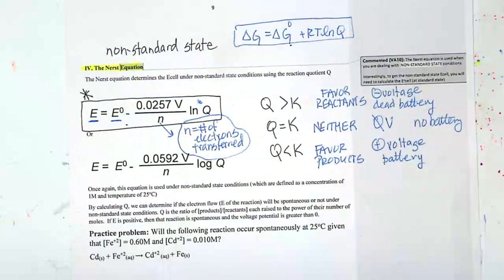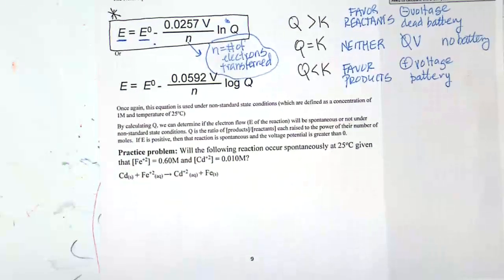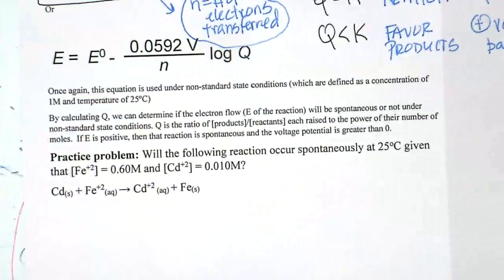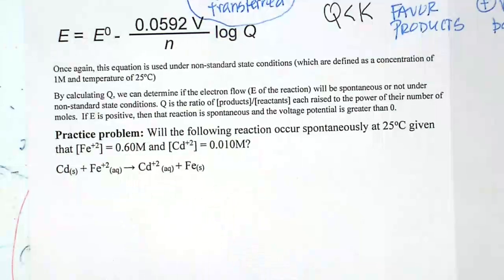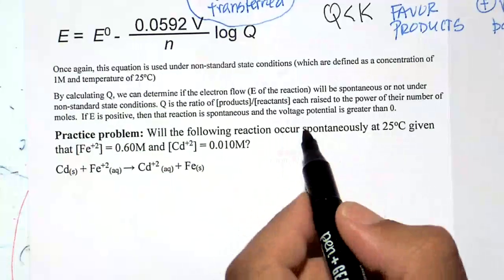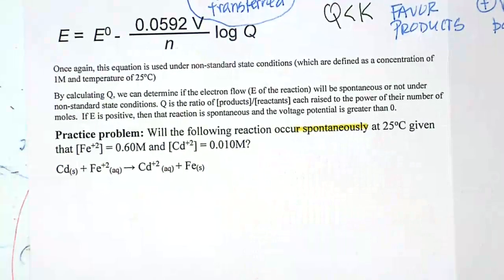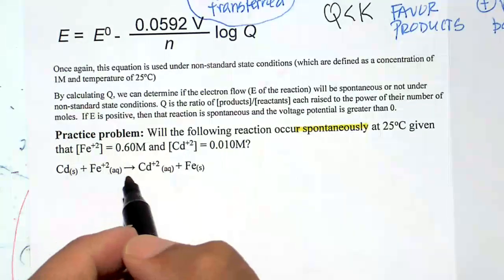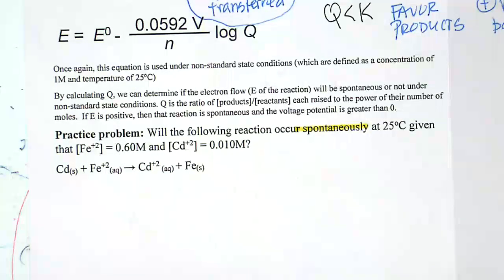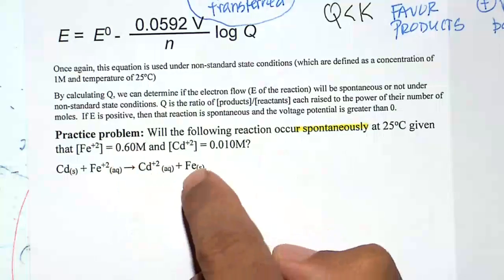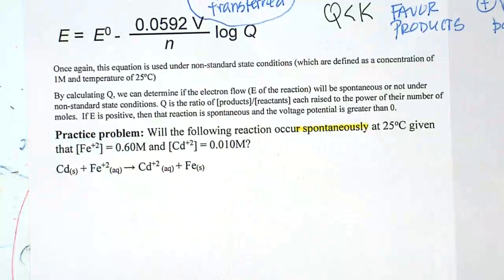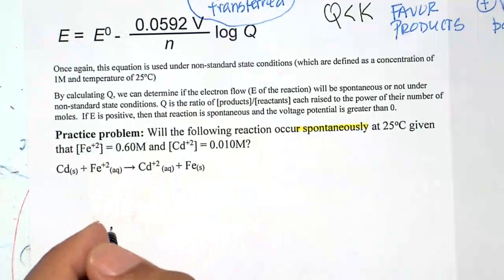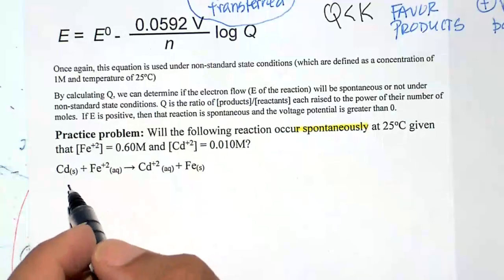All right, let's practice using this equation on these next set of problems. Will the following reaction occur spontaneously? We're looking for a positive voltage at 25 degrees C, given that the iron concentration is 0.60 molar and the cadmium concentration is 0.010 molar. Are we at standard state? No. If we were at standard state, this would be at 1 molar, and the cadmium also would be at 1 molar. So we're not at standard state. We're going to do what we've been doing all along. We're going to break this down.